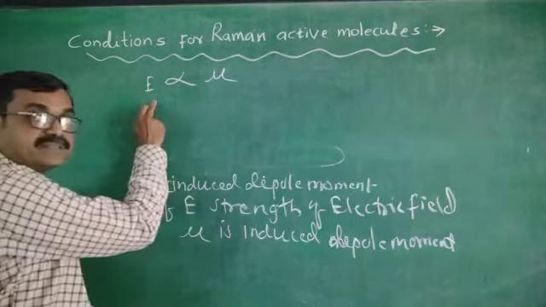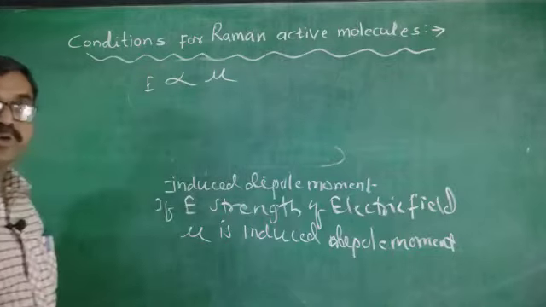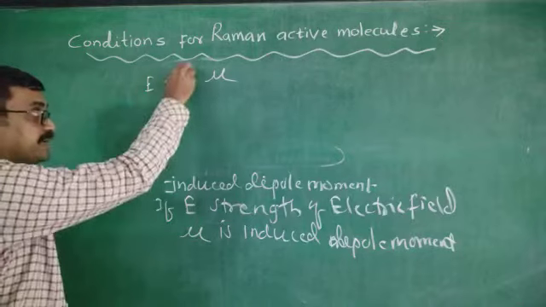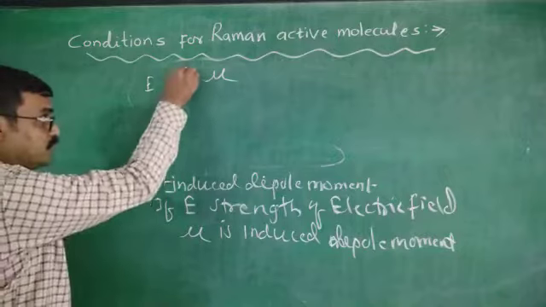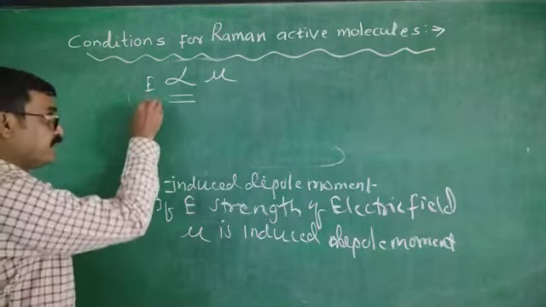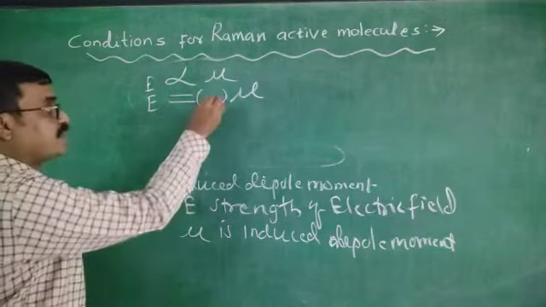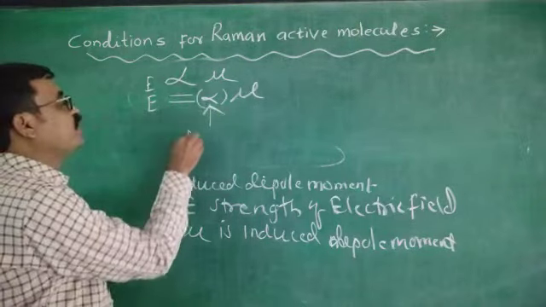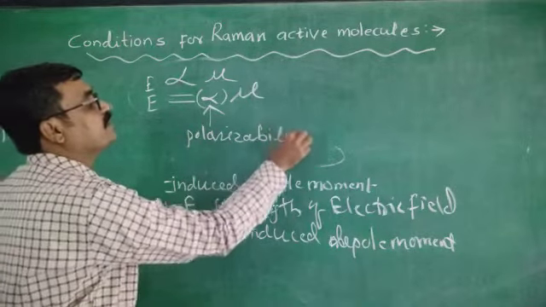What is this mathematics? E is proportional to mu, meaning the magnitude of the strength of the electric field is directly proportional to the induced dipole moment. If you have to remove this proportionality sign and take the equals sign, you have to keep here one constant, and that constant is alpha, the polarizability of the molecule.